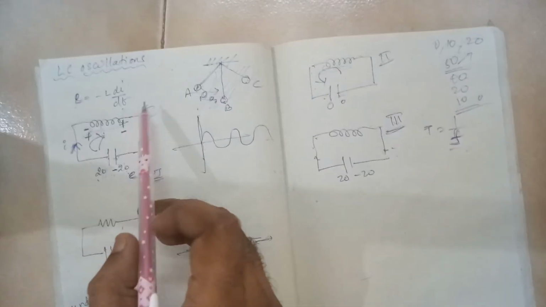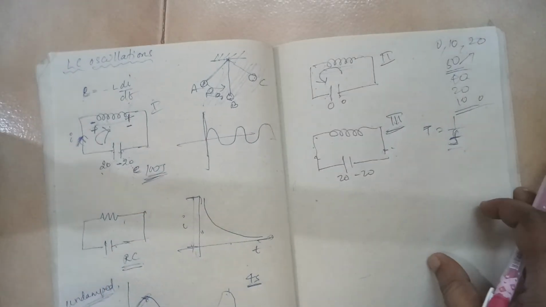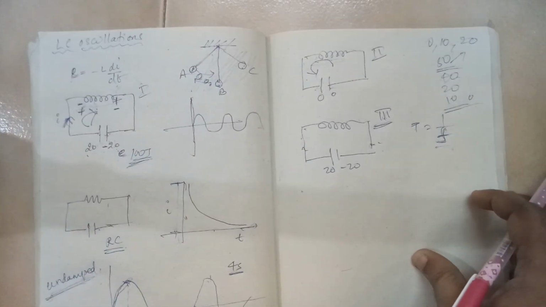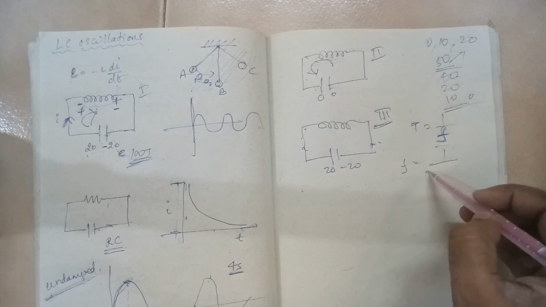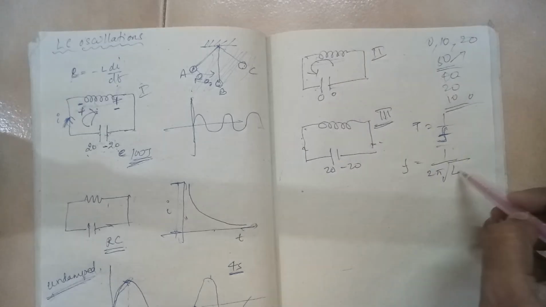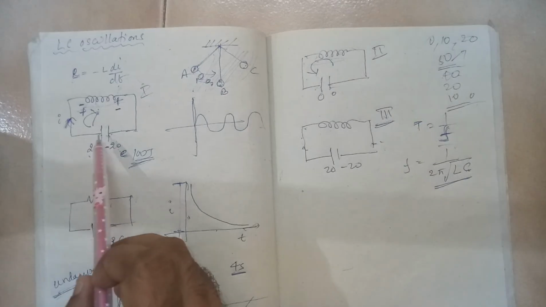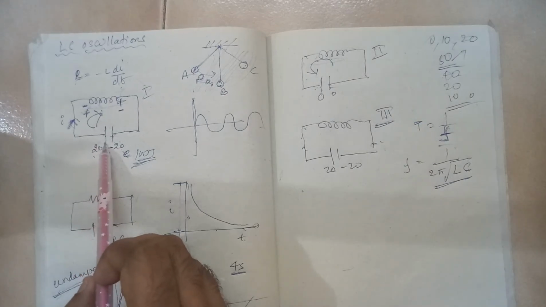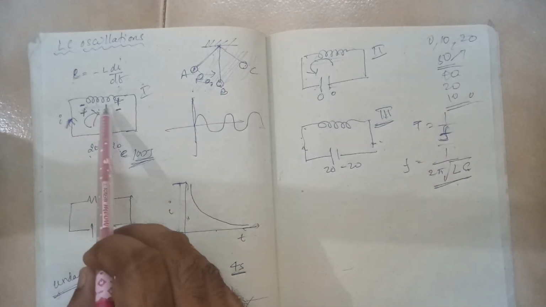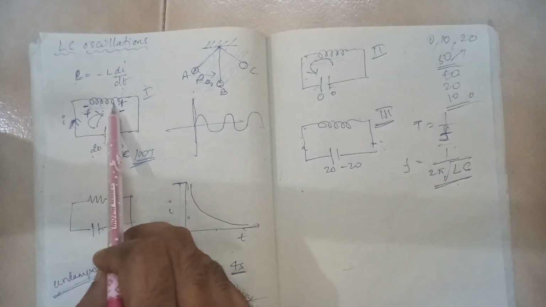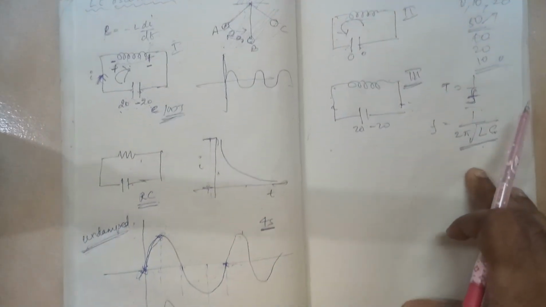So this is the concept behind LC oscillations. We have to find the frequency of these oscillations, and the frequency is given by 1 divided by 2 pi root over LC, where C is the capacitance of the capacitor measured in farads, and L is the self-inductance of the inductor measured in henry. So this is the concept behind LC oscillations.